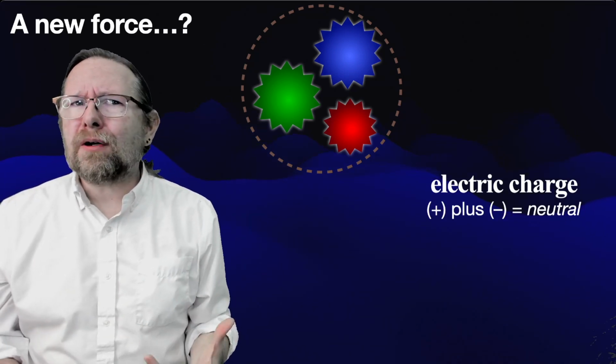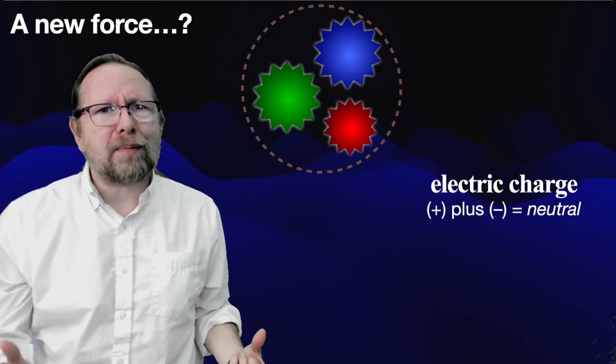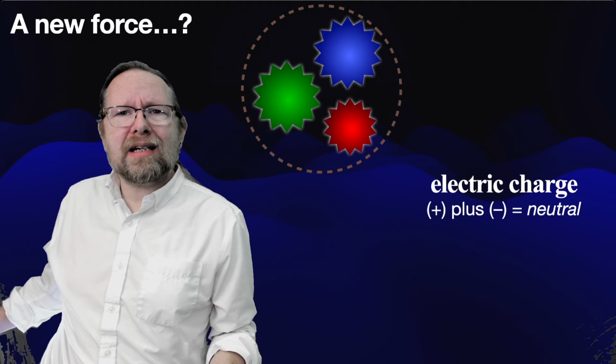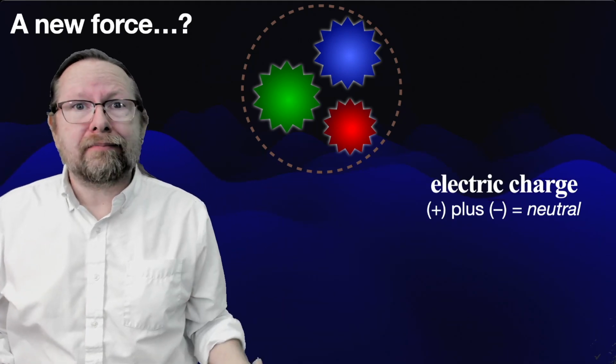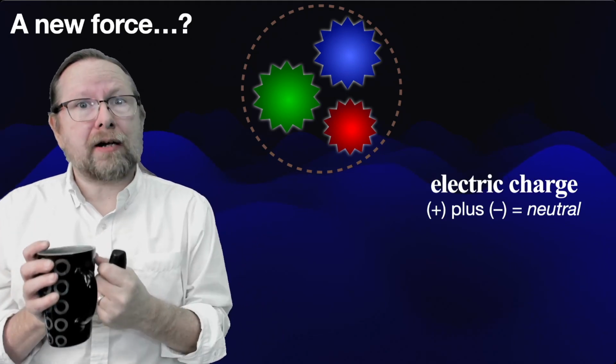Now, these terms, plus and minus, don't really mean anything. You've heard them all your life. You've heard that there are positive and negative charges. What does that mean? That just means there's this property, electrical charge, that comes in two types, and the two types cancel each other out.